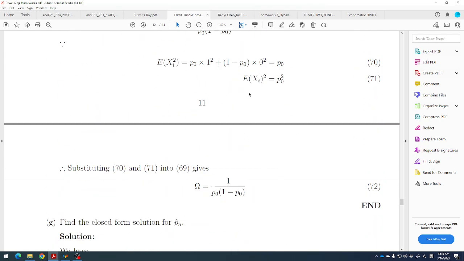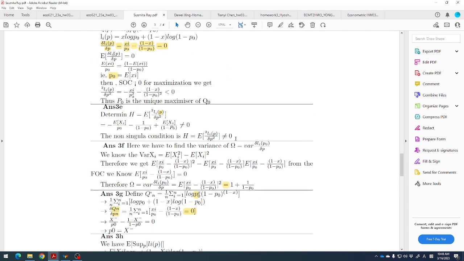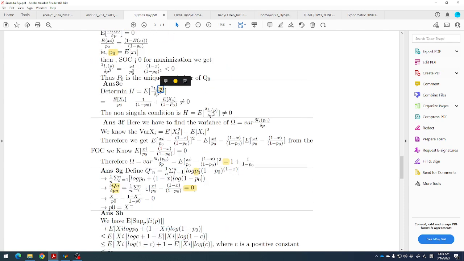Let me see. Again, here I specified it as P0, but suddenly it got correct. So this is wrong, but the next line is correct. I believe there was some algebra mistake here. I don't know how this is derived, so I'm not certain. Somewhere there should have been a mistake. There must have been a mistake.